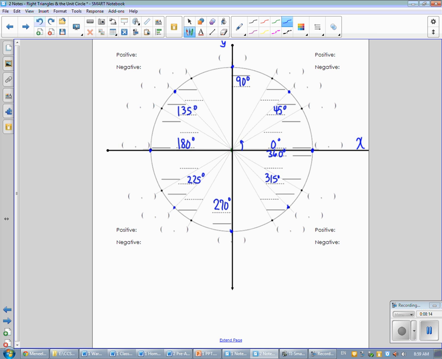The next thing I want to do is take a look at my 30 and 60-degree angles. And if I just count by 30s, basically I'll have the rest. So now I'm looking at these angles here.